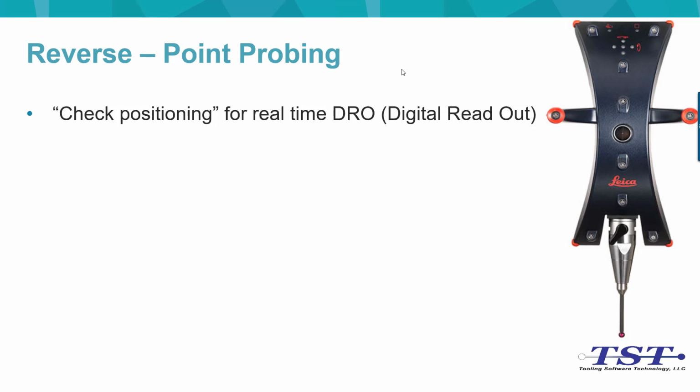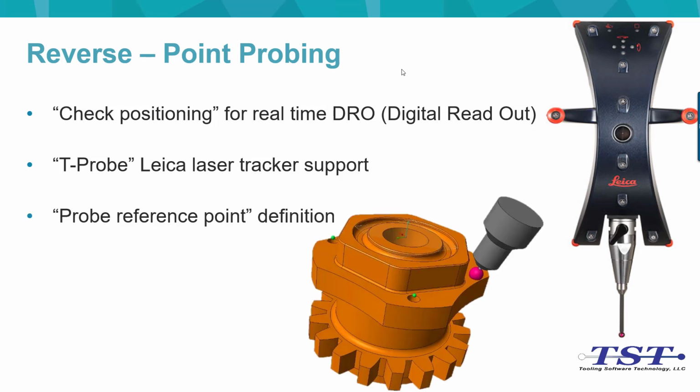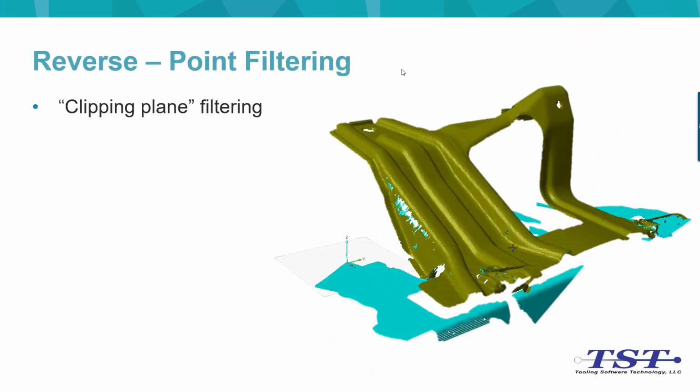Next, we'll go into point probing. You can check the positioning for real-time digital readout. You have T-probing for Leica laser tracking support. You can create probe reference points for definition. And then you could choose for the point filtering, clipping plane filters.